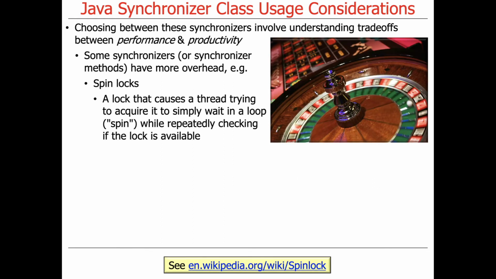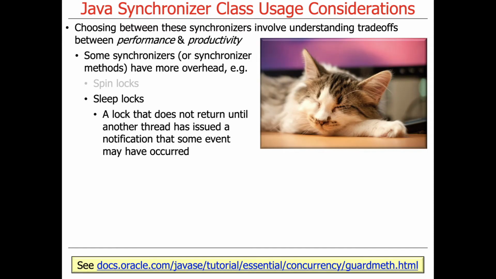For example, spin locks, which will be your assignment 1B focus, are locks that cause a thread trying to acquire them to simply wait in a loop, or spin, while repeatedly checking if the lock is available. Conversely, there are sleep locks, which don't return; they go to sleep, and they don't return until another thread has issued a notification that some event may have occurred. And there are some interesting trade-offs between these kinds of things.